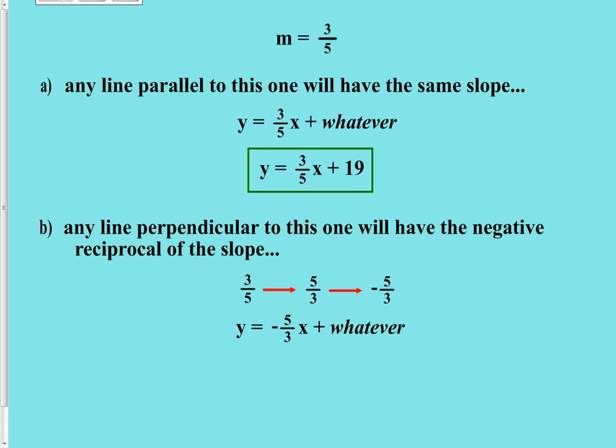And once again, to be perpendicular, nobody said it has to cross the y-axis at a particular place, so we can make up any y-intercept that we want. And this time I made up negative 32 for no particular reason. y equals negative 5/3 x minus 32 is perpendicular to the line that they gave us.